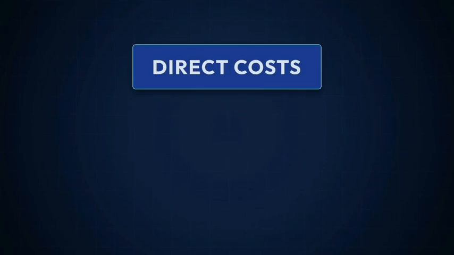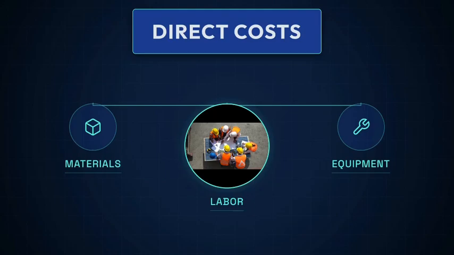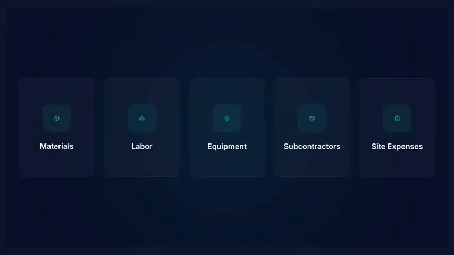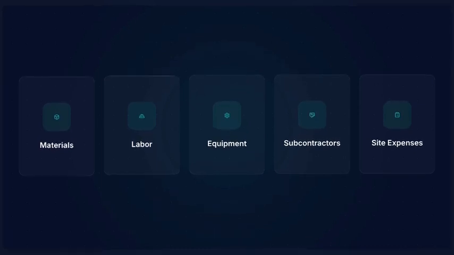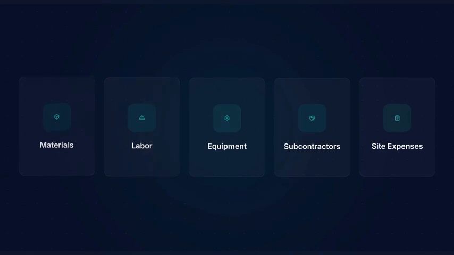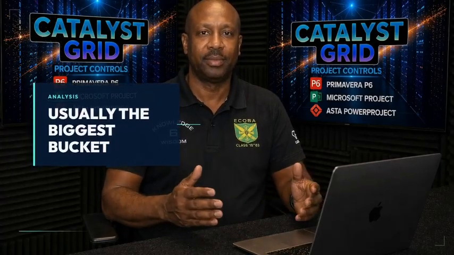Bucket 1, direct costs. These are the costs you can point straight at and say, that belongs to this project. Your materials, labor, equipment, subcontractors, and site expenses. The test is simple. If the project vanished tomorrow, these costs vanish with it. This is usually the biggest bucket, and the one everyone estimates first.